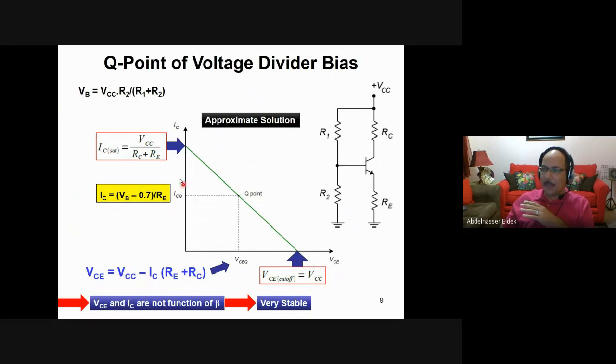But you notice here that IC and VCE are not functions of beta at all. So in this case, you have a very stable system. But you know that this is an approximation; it is still a function of beta. So let us see the one that's more accurate than this one.